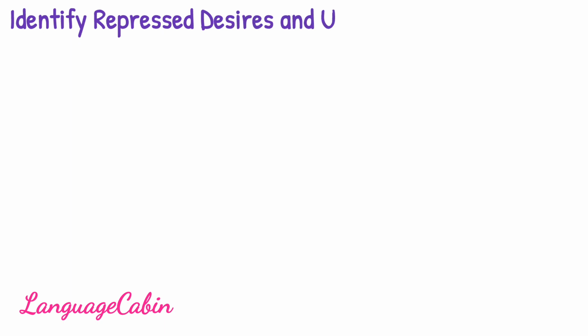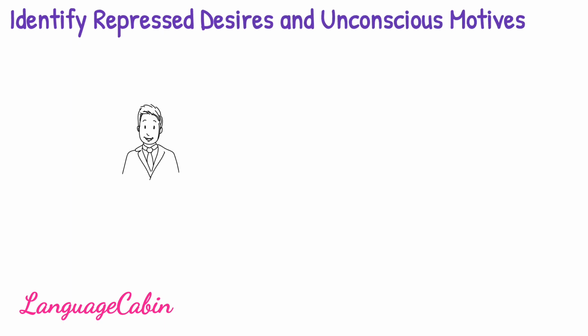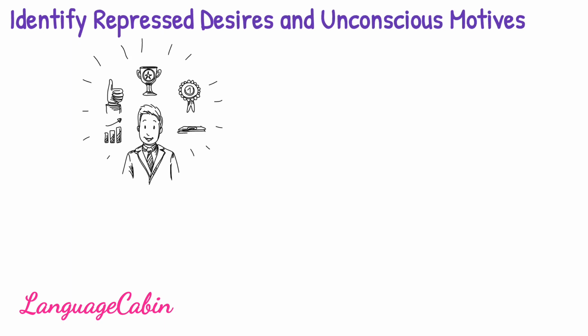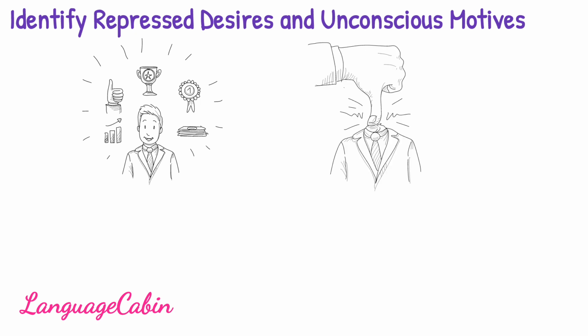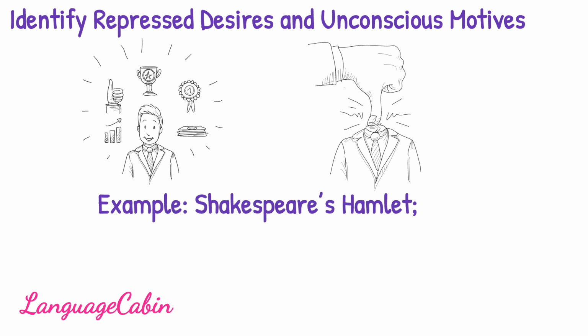Identify repressed desires and unconscious motives. Characters in literature often exhibit behaviors and thoughts that can be interpreted as expressions of unconscious desires and repressed emotions. Example, Shakespeare's Hamlet. Freud's theory suggests that Hamlet's hesitation to kill his uncle Claudius is rooted in repressed incestuous desires towards his mother, Gertrude. Hamlet's intense emotions and erratic behavior can be seen as manifestations of these unconscious conflicts. This can be labeled as Oedipus complex.